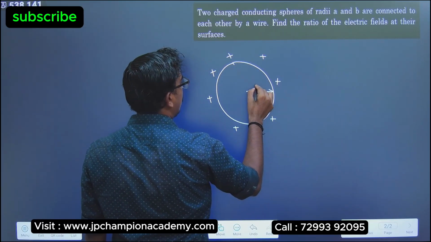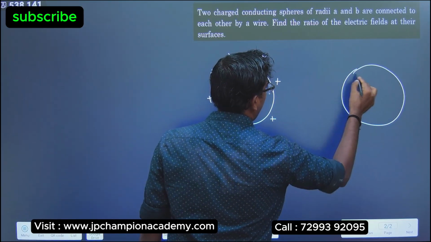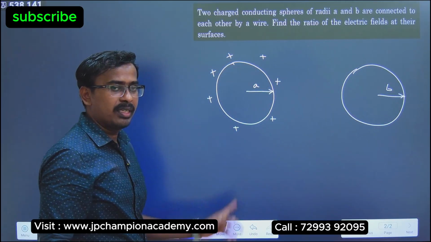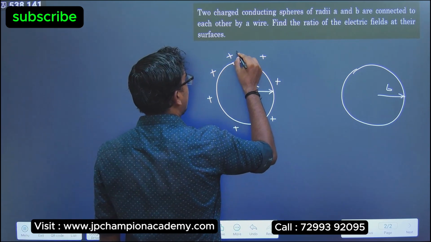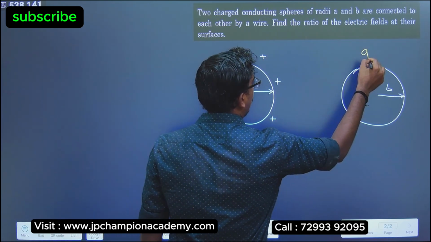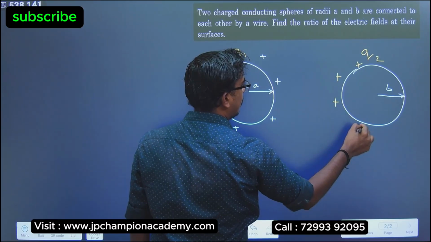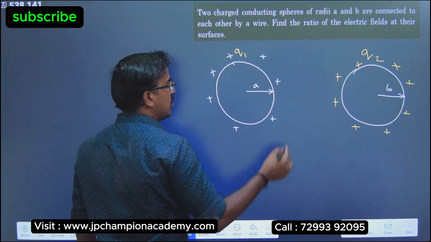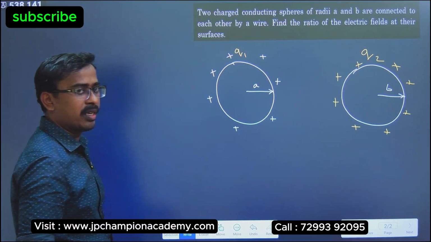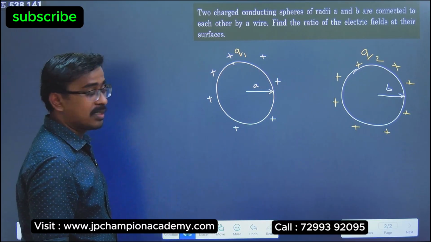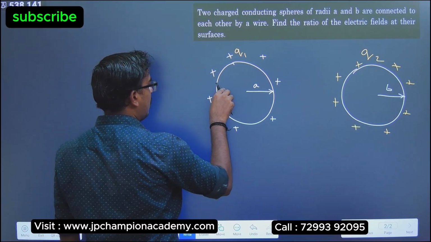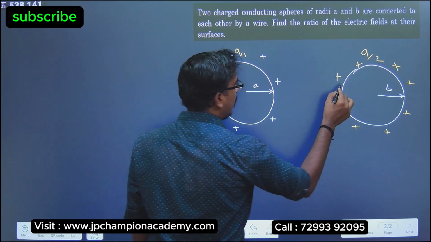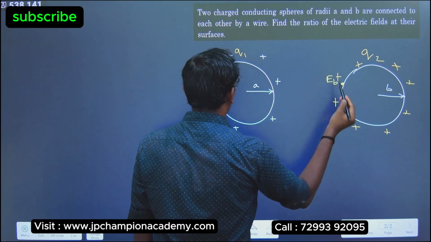So let's take the radius of one sphere to be A and the other sphere to have a radius of B, connected to each other by a wire. Let's take the charge to be q1 here, and this one is going to be q2. Okay, they didn't say whether the charge is positive or negative, so I'm going to take both q1 and q2 to be positive, on A and B. Okay, now they are asking the ratio of their fields on the surfaces. So on the surface, what is the field for this one? Let's take it to be EA. Similarly, the field on the second sphere is going to be EB.